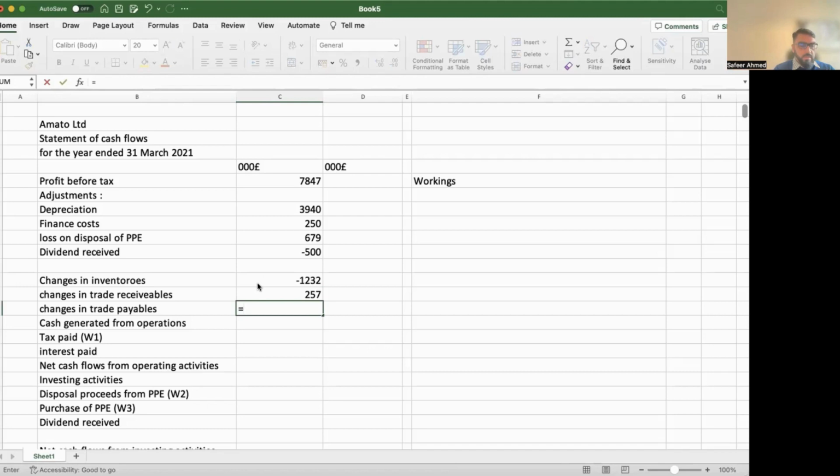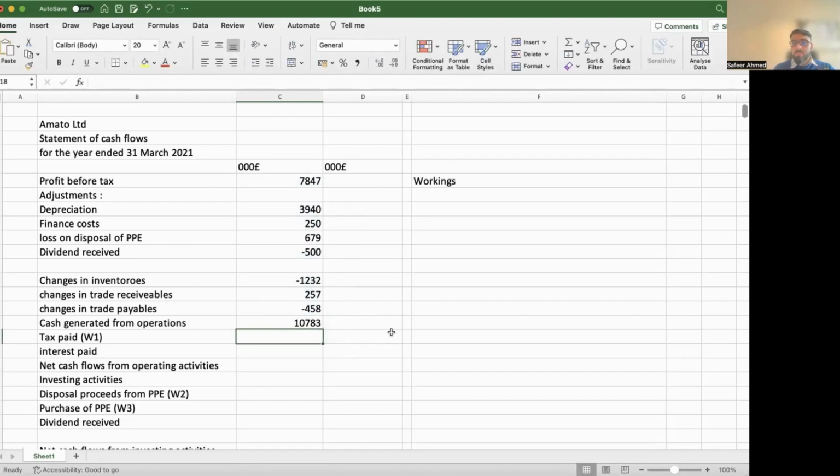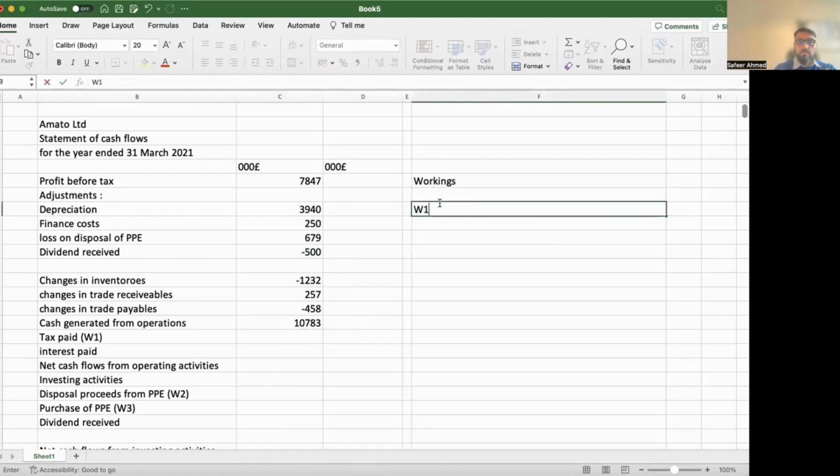Okay, so because I want a negative amount again, I will be starting with the lower amount, which is 3474 minus 3932. So the sum of this will give you cash generated from operations. And if it was a negative amount, then it would have been cash used in operations. Okay, now tax paid. So we'll be doing as part of working.